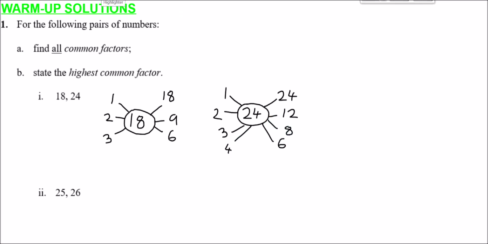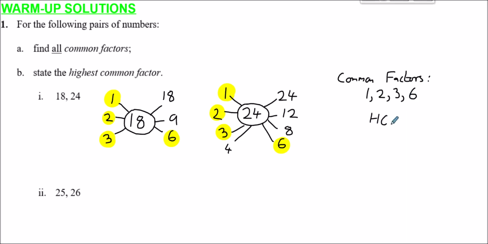So let's have a look now at the common factors, the factors you can see in each. So 1's a common factor, as you'd expect, as is 2, as is 3. 4 isn't, but 6 is. 8 isn't, 9 isn't, nor is 12, nor is 24. So for the first one, the common factors, we've got 4 of them. So starting with the smallest, we've got 1, 2, 3, and 6.